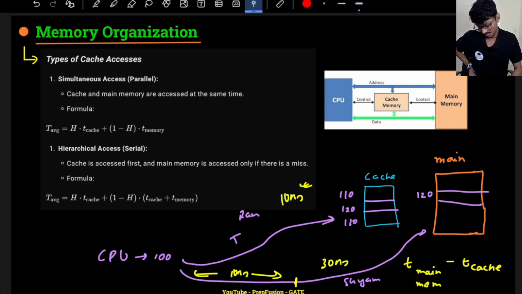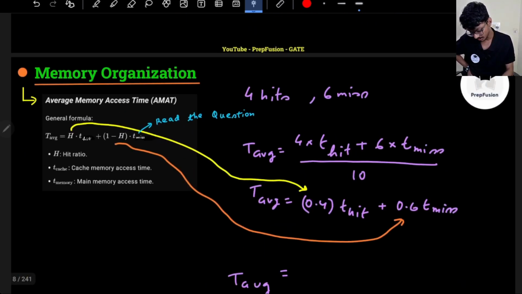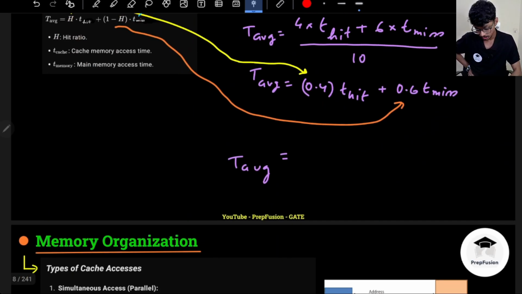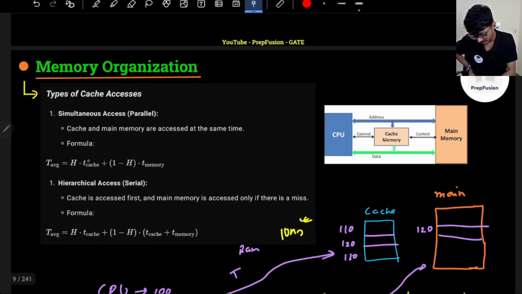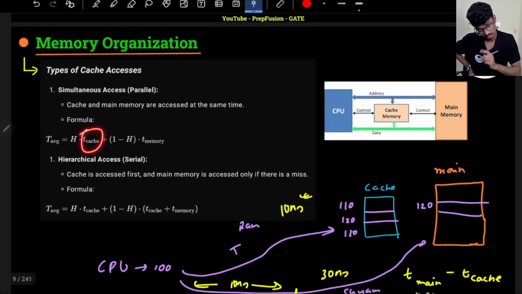So that is what my parallel access is, right? I access it at the same time. So what will be the T average here? The T average formula is H into T hit plus (1 minus H) into T miss. If it is a hit, that means there is a cache hit, so whatever time it takes me to reach the cache memory will be the T hit, that is T cache.